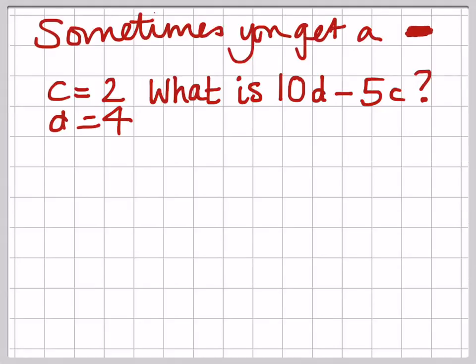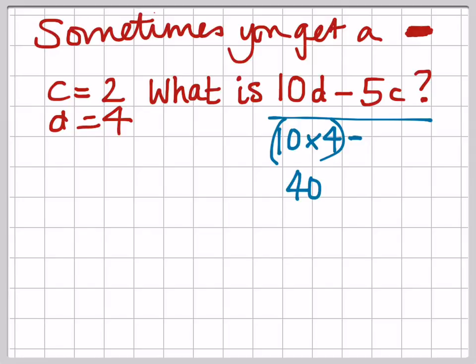Sometimes you get a subtraction sign in the sum. So for this one here, we're given C and D and their values. This is the equation that we need to substitute them into, but there's a minus sign. So 10D would be 10 times 4. Let's put that in brackets, and that makes 40. Then we've got our subtract sign. 5C means 5 times 2, which of course is 10. So when we work out the value of that all together, we get 30.